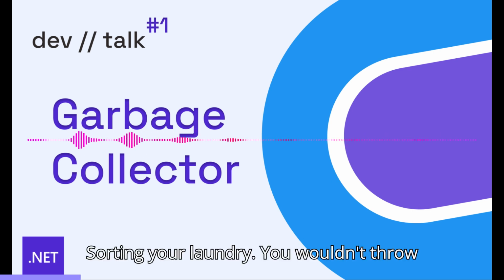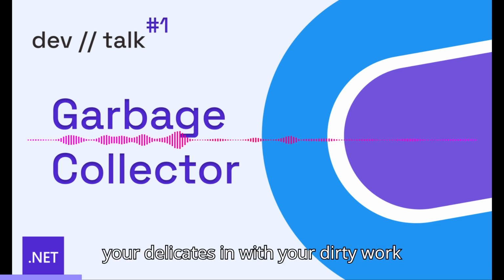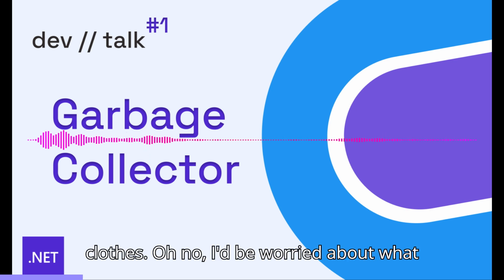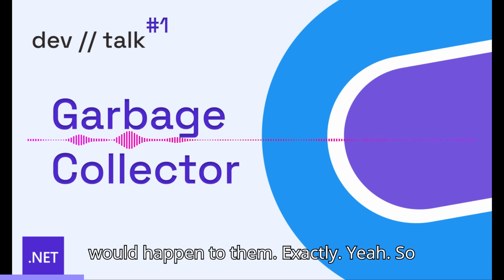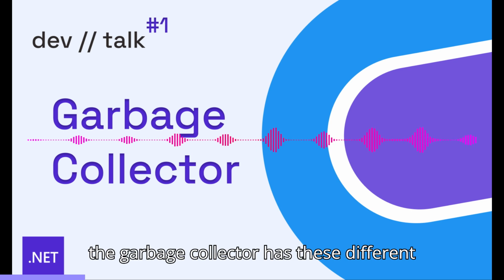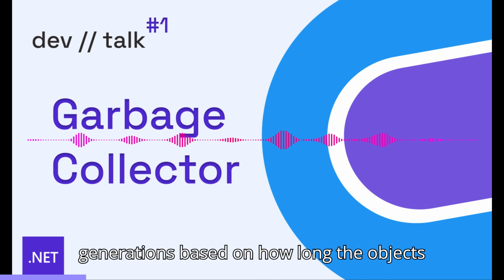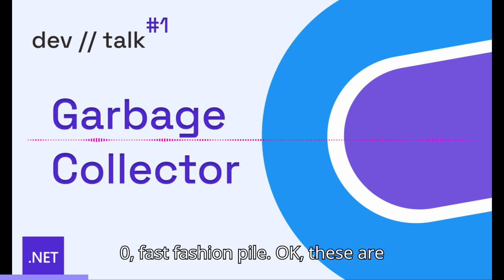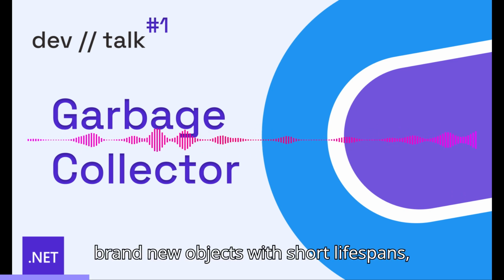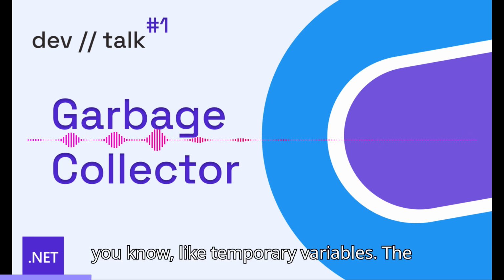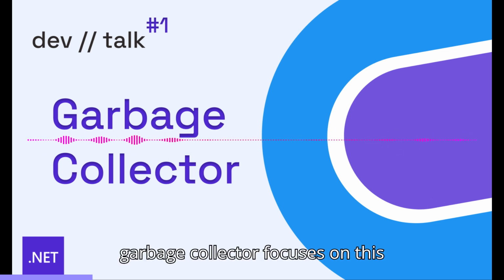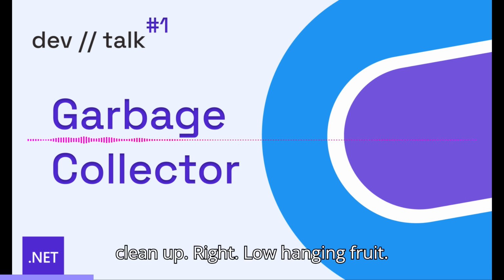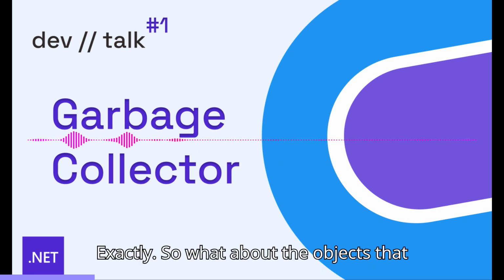Think about it like sorting your laundry. You wouldn't throw your delicates in with your dirty work clothes. Oh, no. I'd be worried about what would happen to them. Exactly. So the garbage collector has these different generations based on how long the objects have been around. You've got Generation 0, the fast fashion pile. These are brand new objects with short lifespans, like temporary variables. The garbage collector focuses on this generation first because it's easy to clean up. Low-hanging fruit. Exactly.